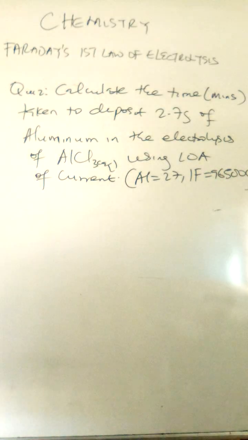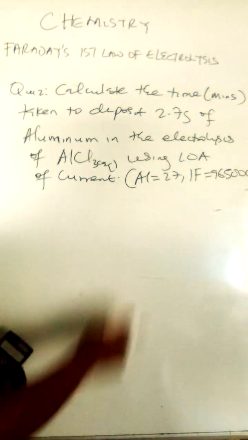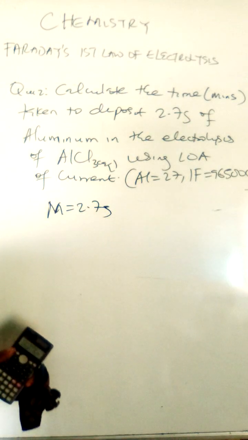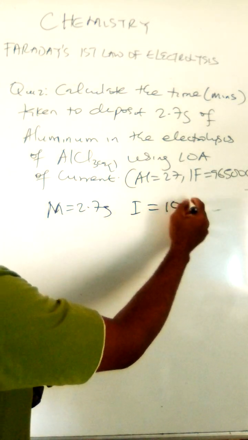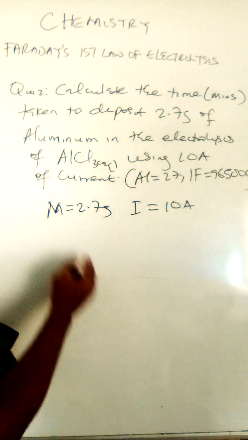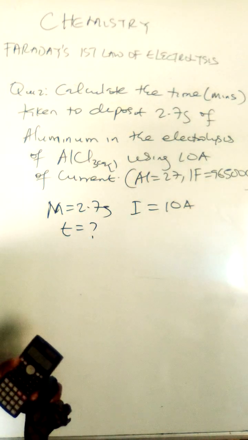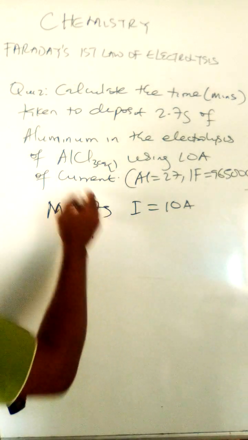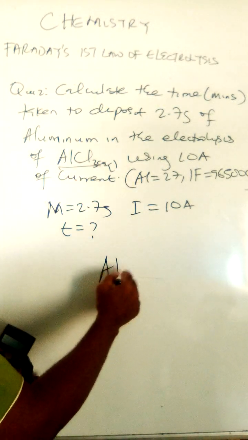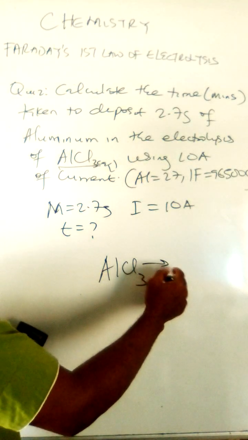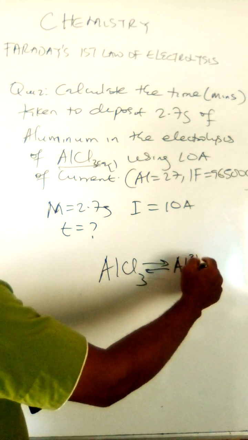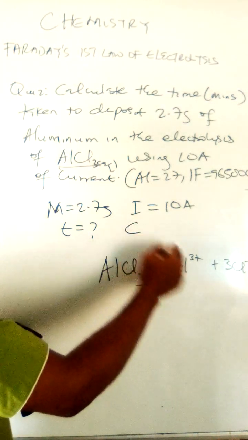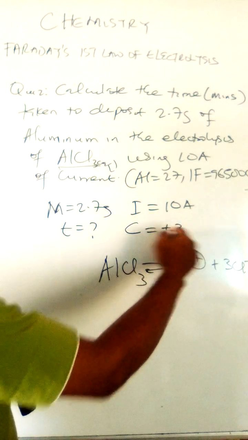So how do we solve this problem? We first list what we have. Mass of aluminium is 2.7 grams. Current used is 10 amperes. And we're looking for time. Then also, we'll need to get the valency or the charge of aluminium. The salt used is aluminium chloride. When ionized in water, it gives off aluminium 3+ ion and chloride ion. So the charge on aluminium is +3.